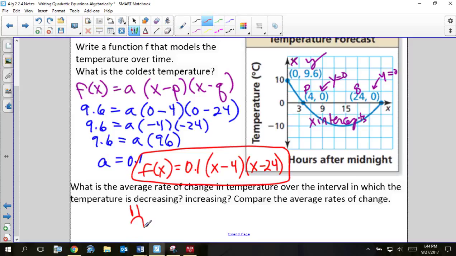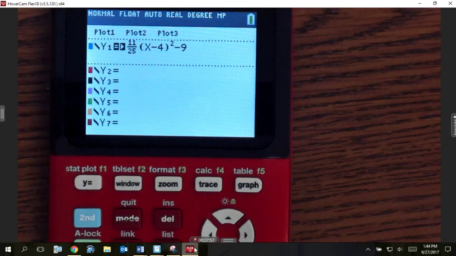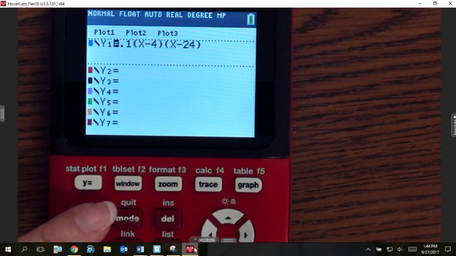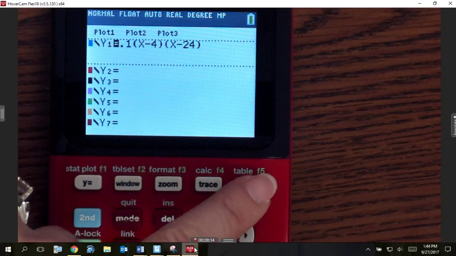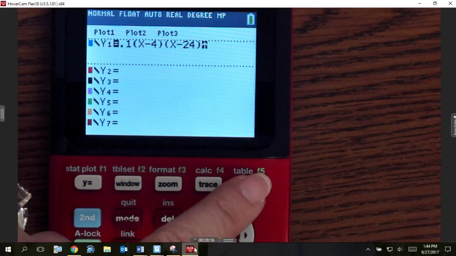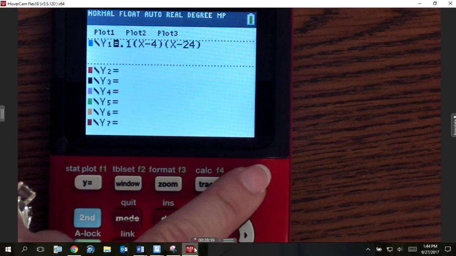But let's just check our answer in the table and make sure that these ordered pairs are there, so you know how to check your answer. Let's go to our y equals and type in that equation you just wrote down. So I'm going to type in 0.1 parenthesis x minus 4 close parenthesis open parenthesis x minus 24. And I'm going to go to my table. The equation's written on your paper, right?